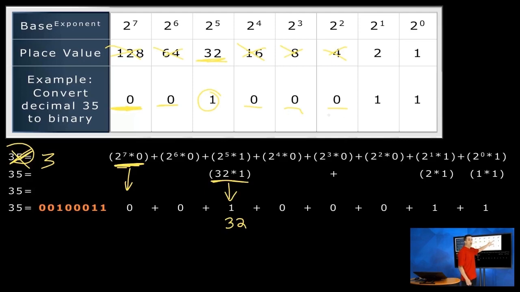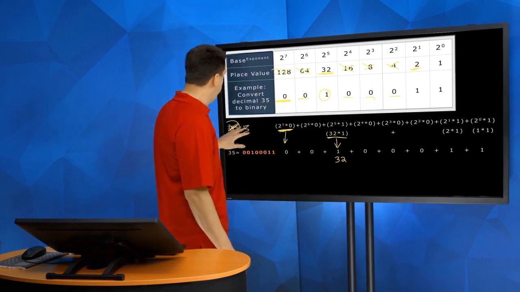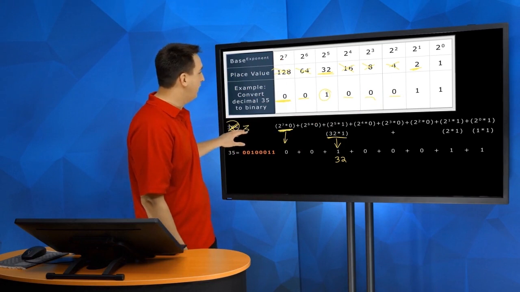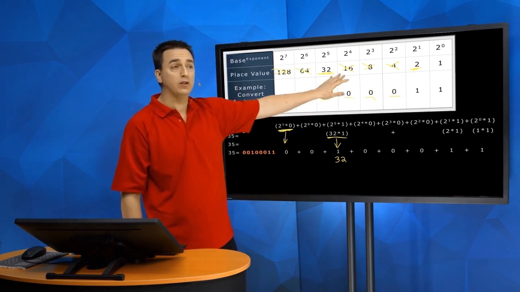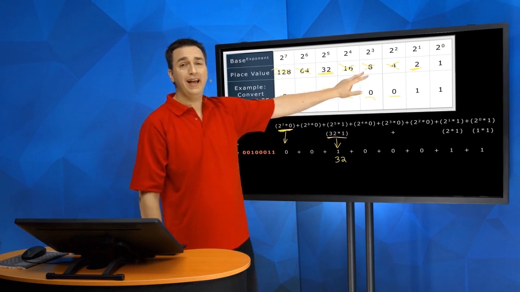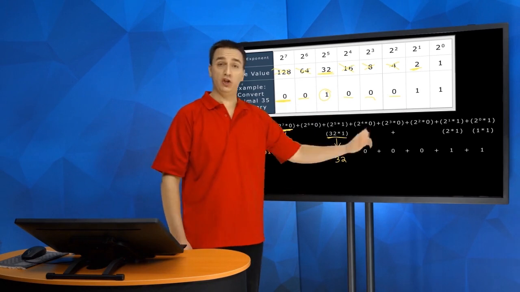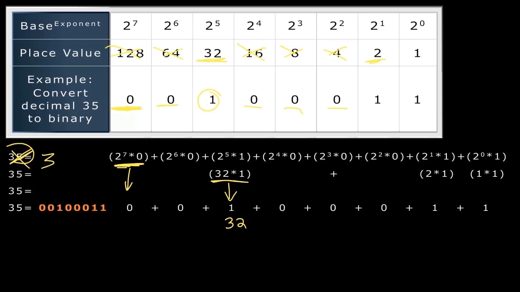But 2, wait a second here. We have 2 and 3. Is this 2 less than 3? That's why we crossed out the 16, the 8, and the 4. 16's greater than 3, 8's greater than 3, 4's greater than 3, but 2 is less than 3. So since 2 is less than 3, let's go ahead and put a 1 here.